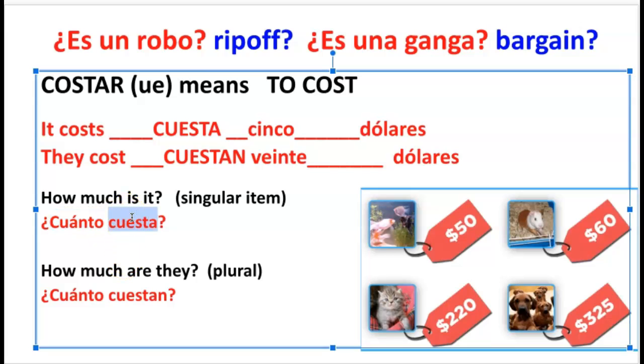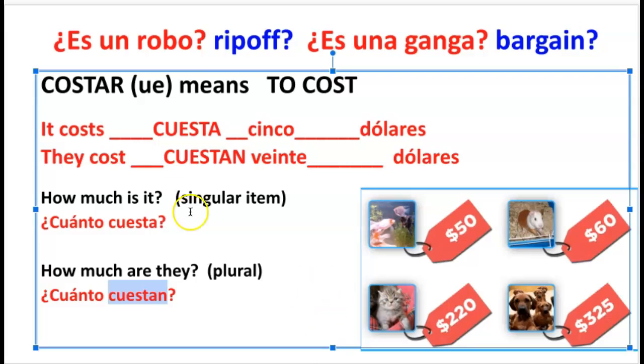So if I want to know about the price of a singular item, like a t-shirt, I say cuánto cuesta. If I want to know the price of a plural item like boots, or shorts, then I'm going to say cuánto, again, because I'm saying how much, but I'm going to use cuestan, which is the plural form of my verb.